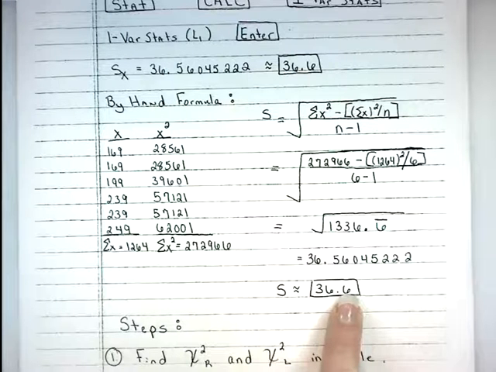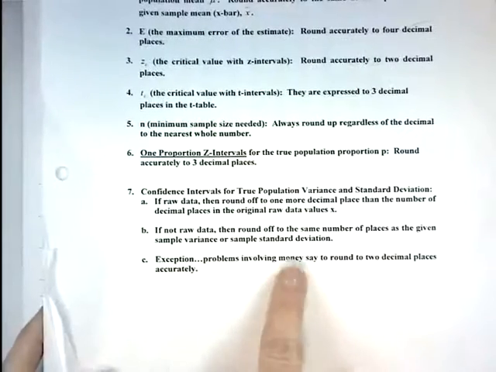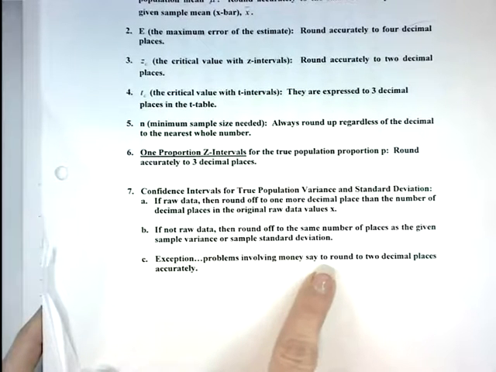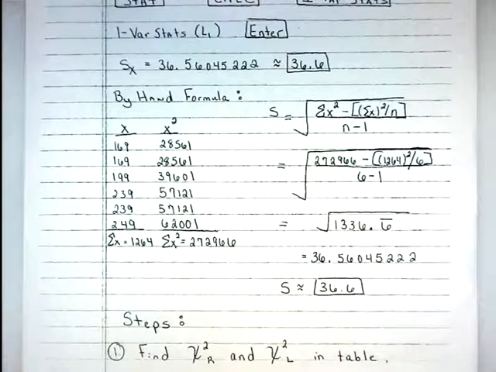But my final answers here, my lower number and my upper number for my confidence interval, will be rounded to 2 places because of the rounding rule dealing with money. And that's this rule: problems involving money, final answer, lower number, upper number, rounded to 2 decimal places accurately because it's money. And that's the final answer for that.